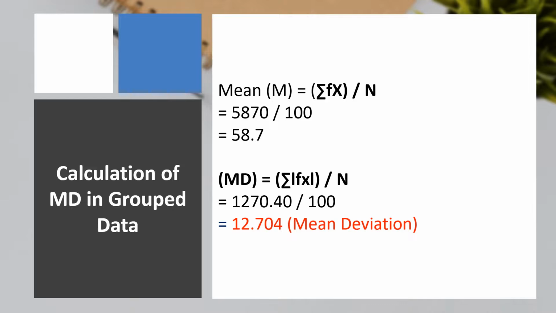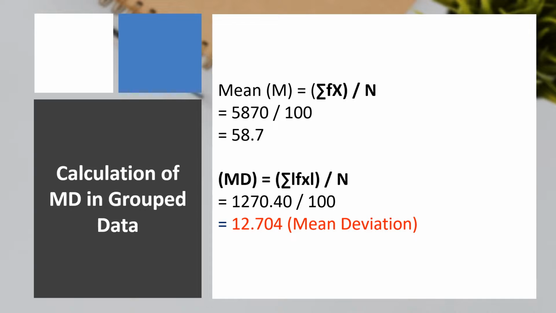You have to find the deviations from the midpoint, as this is not an individual score, this is grouped data. So, in grouped data your calculation should be from the midpoint of the class interval. Then, after calculating |x| irrespective of sign, you have to multiply the deviation with the frequencies, that is called f|x|. So, f|x| has been calculated, and this has also been added, that is the summation of f|x| is 1270.40.